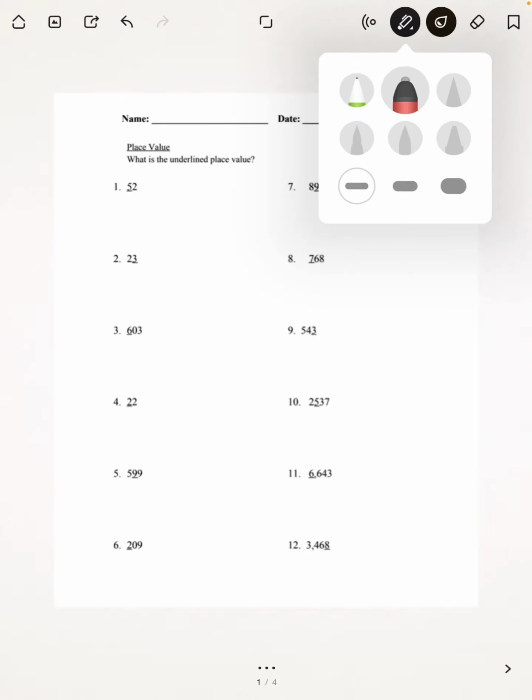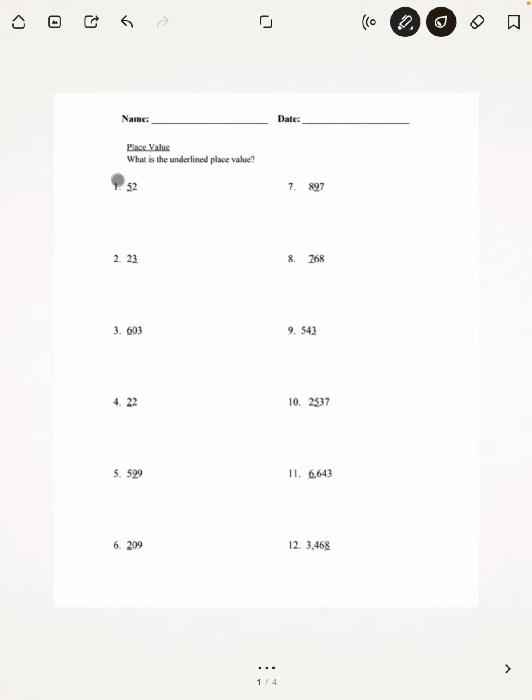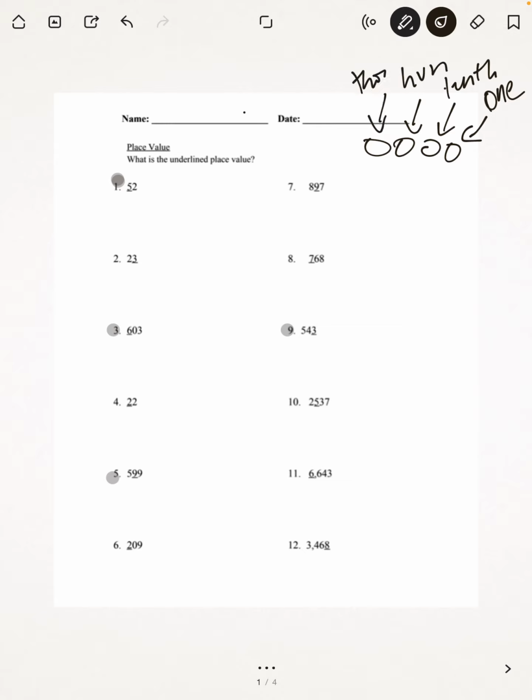So the first one is place values. Let's just do 1, 3, 5, and 9. Okay, so place values. The first number on the far right is called the ones. This one's the tens. This one's the hundreds. And this one's thousands.